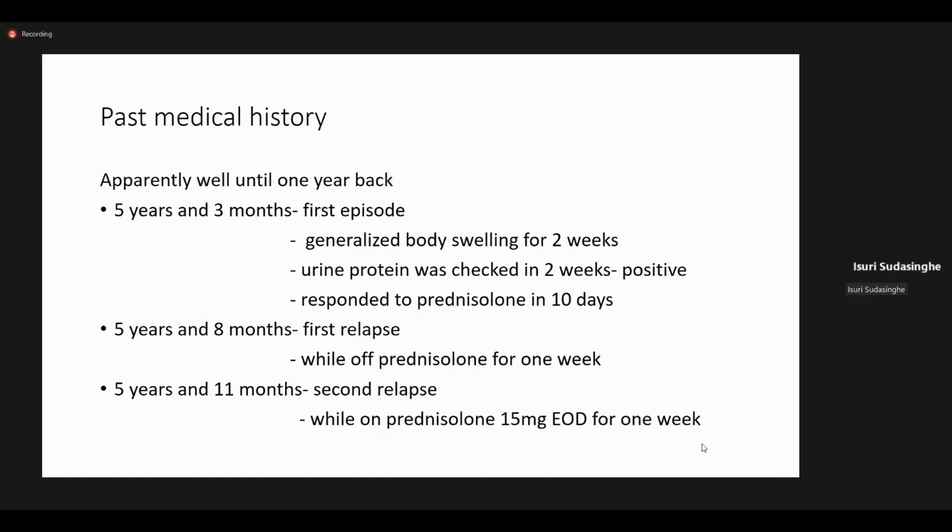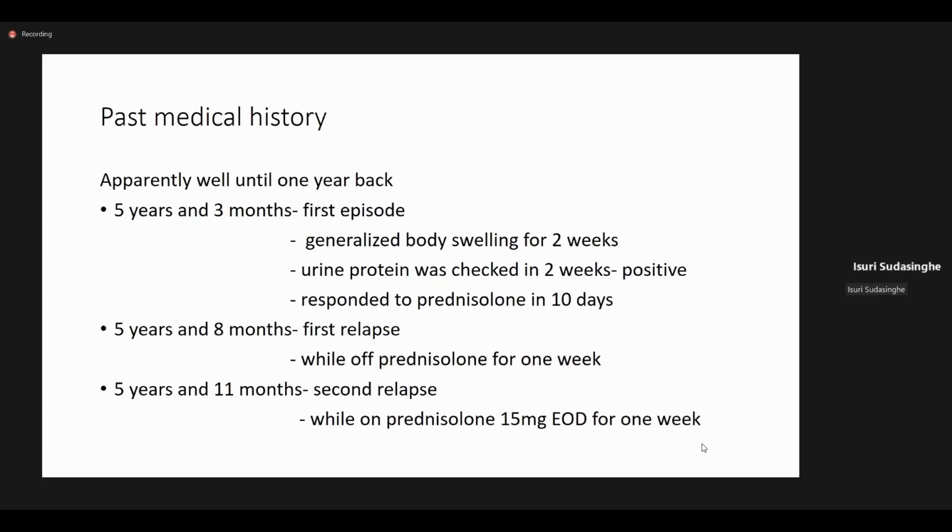The baby was apparently well 1 year back, when at 5 years and 3 months of age, he developed the first episode of nephrotic syndrome with generalized body swelling for 2 weeks. Urine protein was checked 2 weeks after the onset of these symptoms and was positive. After seeking medical attention, he was admitted to hospital and started on prednisolone, and the baby responded with reduction of edema and resolution of urine protein within 10 days of starting prednisolone.